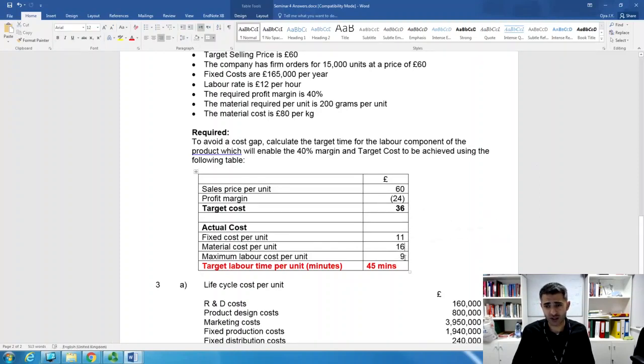So as you see right now, they are both equal, £36, and we don't have a cost gap. Now the question asks you to calculate the target time for the labor component, the target labor time per unit in minutes. It's very simple. As long as you find the £9, that makes your life easier really.